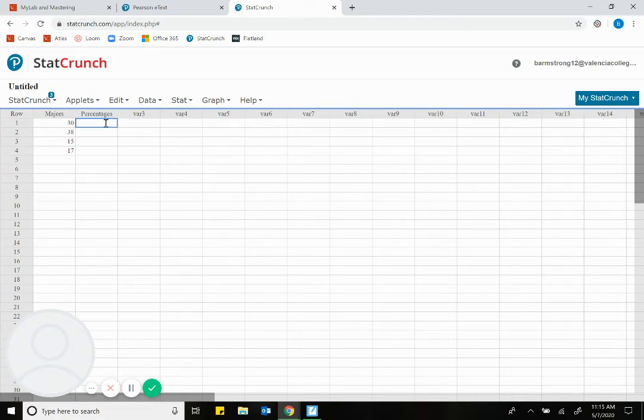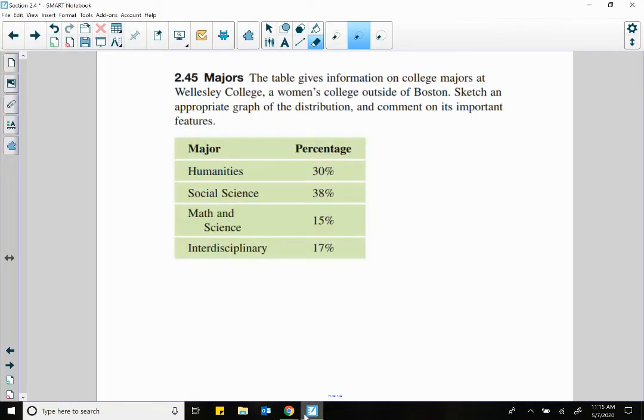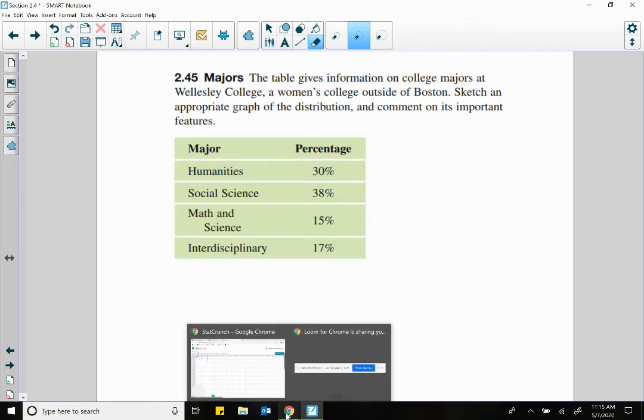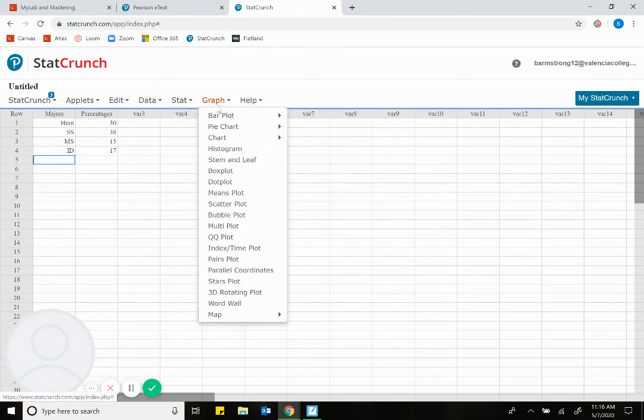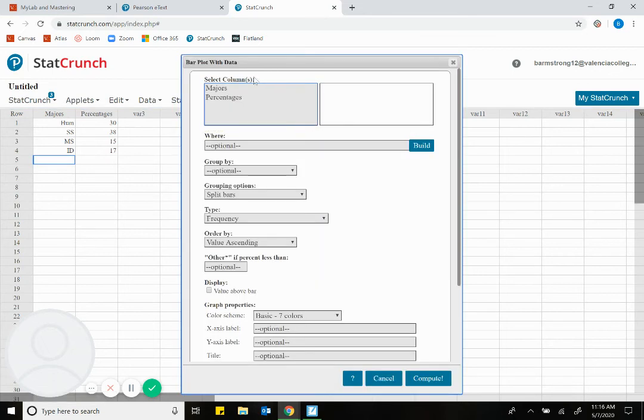30, 38, 15, 17. And over here, we'll put our majors. So humanities, social science, math and science, interdisciplinary. So let's just call it Hume, social science, math and science, and interdisciplinary. So now we can go to graph with data.